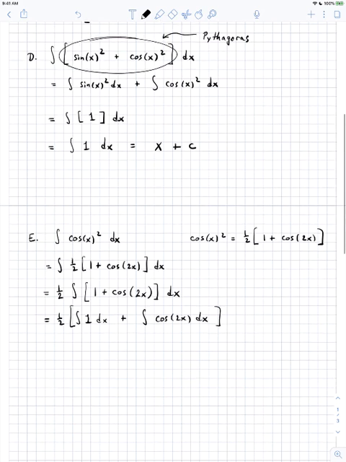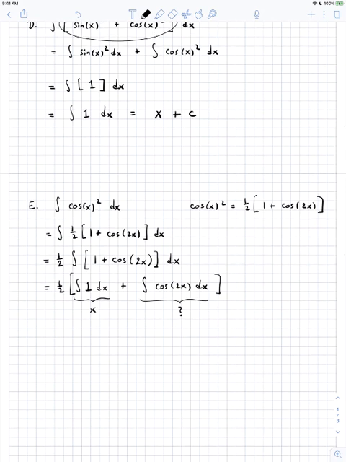The integral of 1 dx, that's something that we can do. That's x. But what about the integral of cosine of 2x? What is that? If it was cosine x, we'd be okay. We know that the integral of cosine of x dx is sine of x plus some constant. But what about this cosine 2x thing? What are we supposed to do about that 2x?